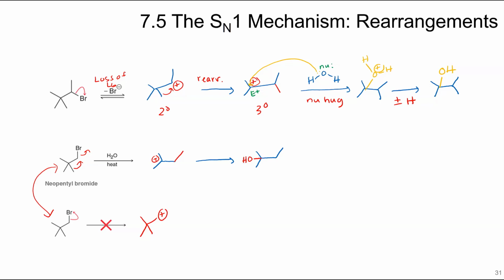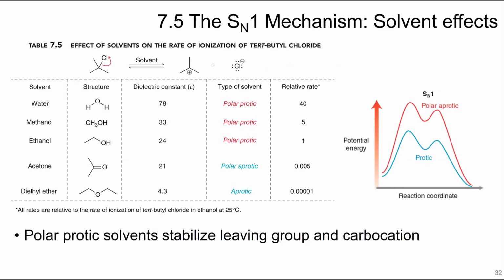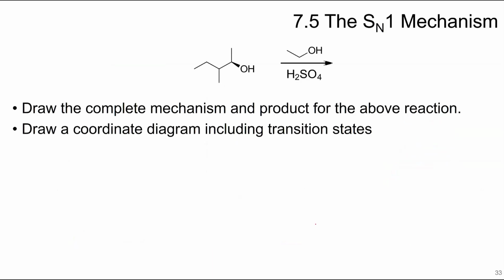and this alcohol here. For solvent effects, in an SN1 reaction, you want a polar protic solvent that will stabilize the leaving group and the carbocation. So in polar protic solvents, the reactions occur much more quickly versus the polar aprotic solvents here. So you can see the graph here. Polar aprotic solvents have much higher energies. Polar protic is lower because it can stabilize both of them.